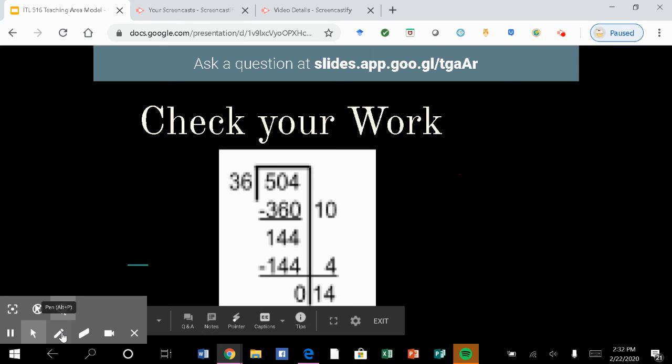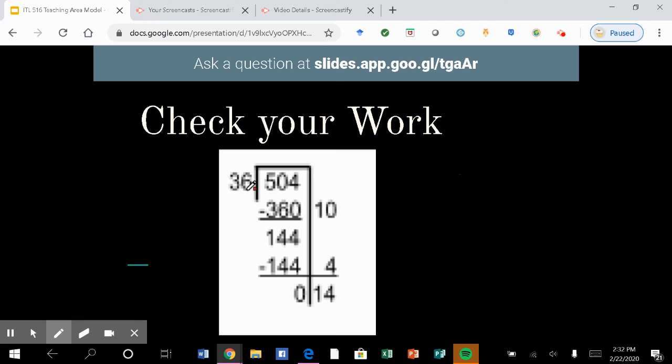So we understand that 36 can go into 500 at least 10 times. So we have to put that 1 in the tens place, because 10 times 36 is 360. Then we subtract 504 minus 360, which is 144.